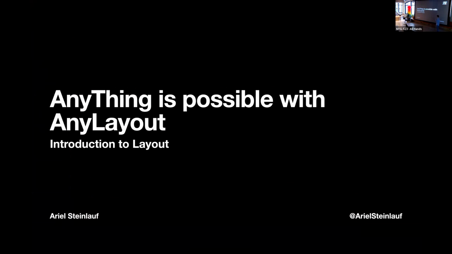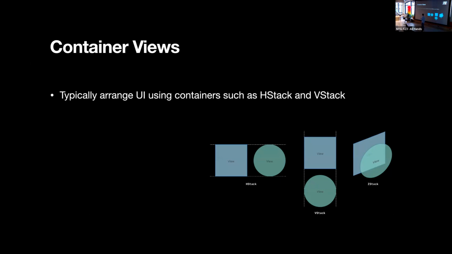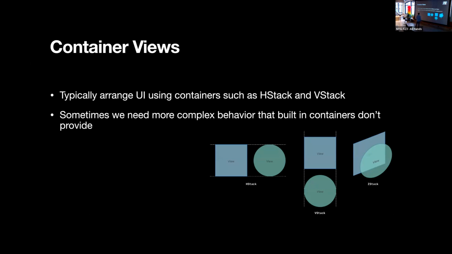Yeah, so I have a few short slides, and then I have a short demo demonstrating the new API. So let's get right into it. Let's talk about container views. In SwiftUI, you usually lay out your UI using things like HStack and VStack and ZStack, but these are great. But sometimes you just need a little more flexibility and freedom. Not all views are aligned in such a way. So this is where the layout API comes about.